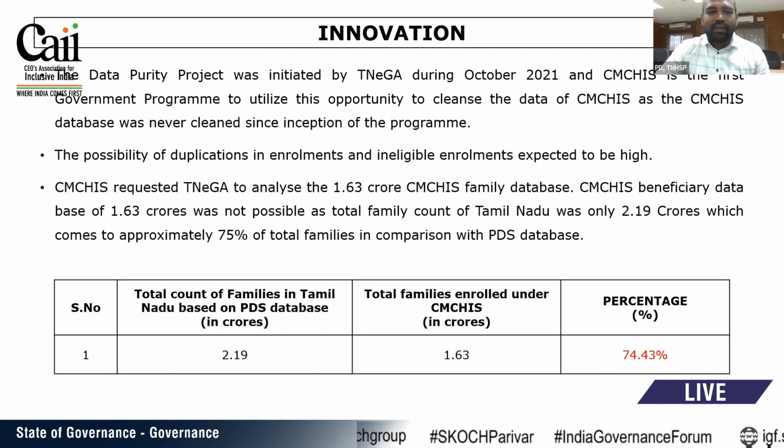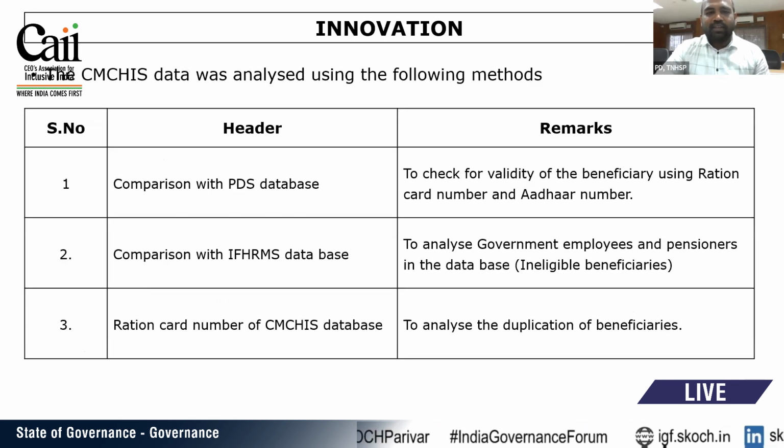So the data purity project was utilized by CMCHIS, and data of 1.63 crore family members was shared with the TNEGA. And the TNEGA analyzed the CMCHIS data using 3 parameters by comparing with the PDS database. PDS is the public distribution system database, which is 99.9% Aadhaar seeded. And also in comparison with the IFHRMS data, which contains the details of government employees and pensioners.